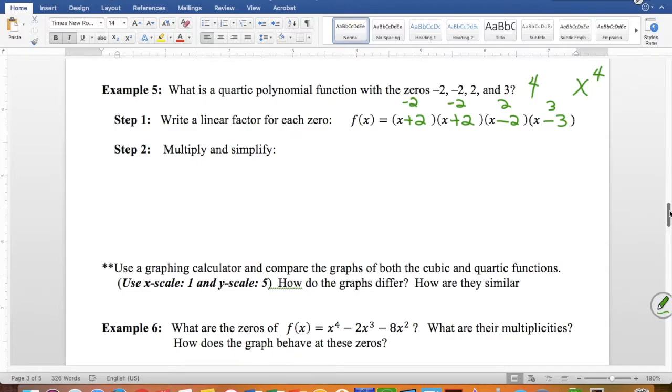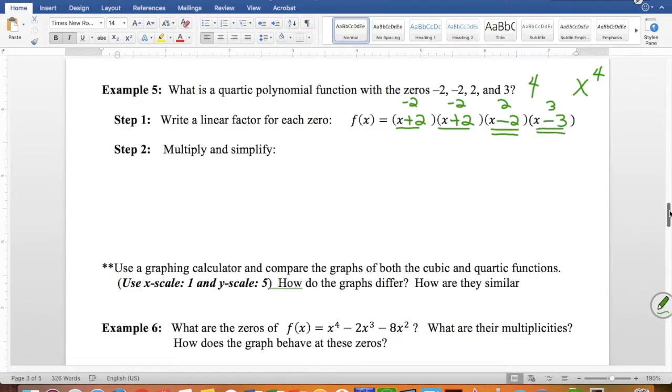All right. If we get to fraction factors, I'll show you a different way that you can do this if you need to. But at this point, if you just have integer zeros, we're just going to go with the opposite of what you see inside those parentheses. So again, it says multiply and simplify. So this is going to be a little more detailed, but I'm going to FOIL the first 2 parentheses, and then I'm going to FOIL the last 2 parentheses.